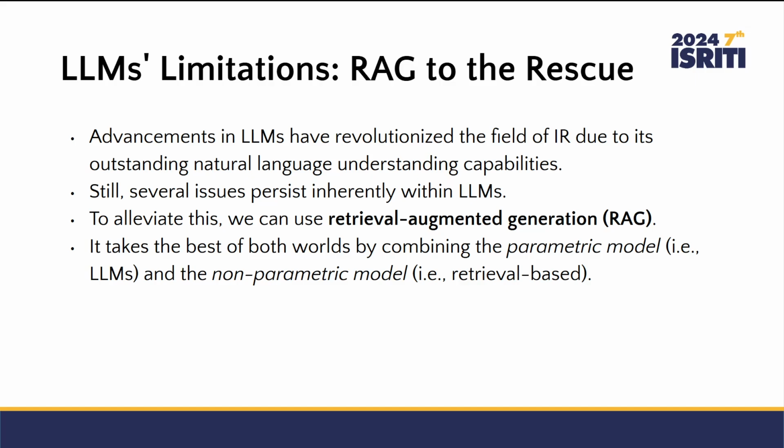Let's start talking about large language models' limitations. It is commonly known that large language models have revolutionized information retrieval due to their outstanding natural language understanding capabilities. But several issues persist, such as hallucinations, lack of interpretability, and the difficulty in expanding or revising the embedded knowledge. To mitigate this condition, Retrieval Augmented Generation, or RAG, was introduced by combining a large language model with a non-parametric, or retrieval-based, model to store knowledge.